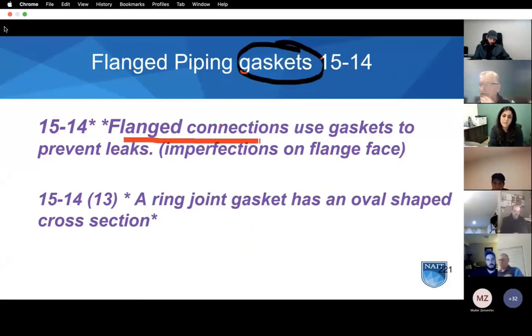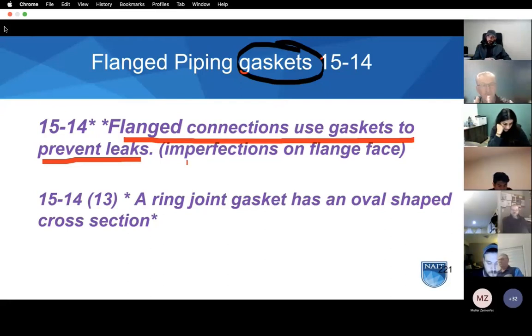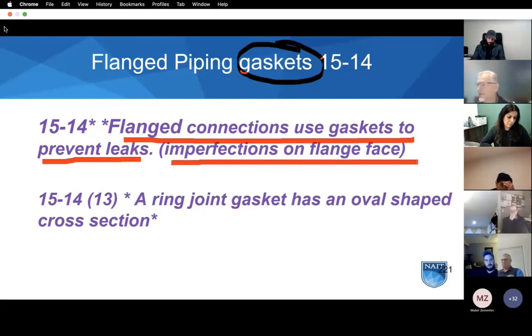Flange connections use gaskets to prevent leaks. It's simply that gaskets squish or squeeze into the imperfections. Every piece of metal, even if it's shiny, if you look at it under a microscope, you're going to see some flaws or scratches in it. And if we put two metal faces together, it's probably not going to be leak-free. We're going to need some kind of soft material in between. And some gaskets are not really very soft.